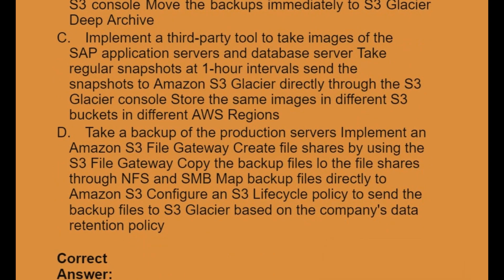Option D. Take a backup of the production servers. Implement an Amazon S3 File Gateway. Create file shares by using the S3 File Gateway. Copy the backup files to the file shares through NFS and SMB. Map backup files directly to Amazon S3. Configure an S3 lifecycle policy to send the backup files to S3 Glacier based on the company's data retention policy.